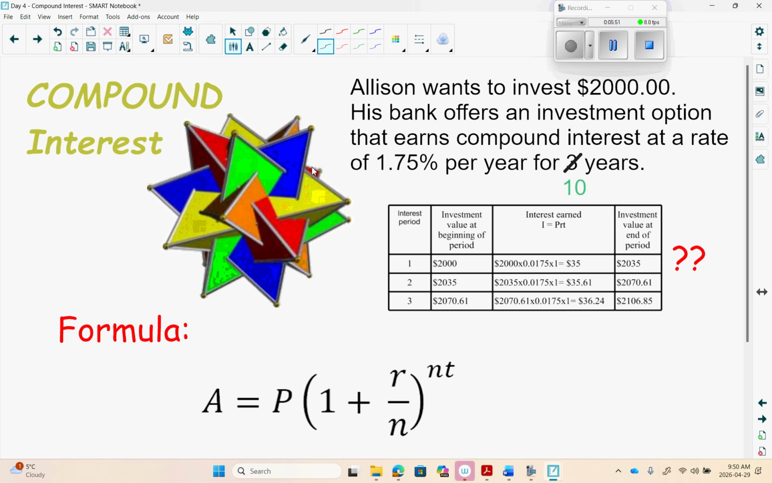So let's go to this example right here. Do you have this on your sheet? It says Allison wants to invest $2,000. His bank offers an investment option that earns compound interest at a rate of 1.75% per year. And he's going to invest that money for 10 years. Write down the given information.